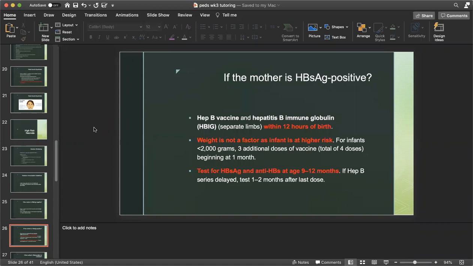So basically what I put in red is the most important thing for the slide. If the mom is positive, they need to get it within 12 hours, and weight's not a factor because they're at higher risk. So even if they are premature, they're still going to get it anyway. And then just know when they need to be tested when the mother is positive.